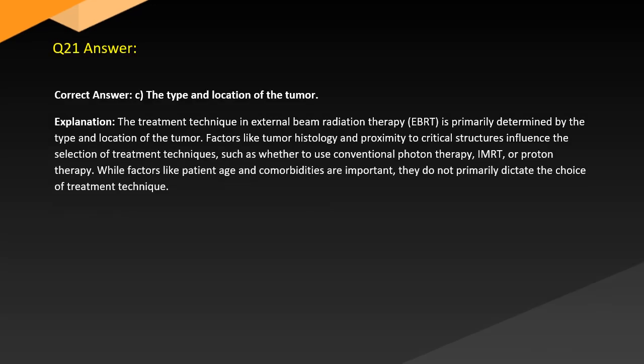Answer. Correct answer: C. The type and location of the tumor. Explanation: the treatment technique in external beam radiation therapy is primarily determined by the type and location of the tumor. Factors like tumor histology and proximity to critical structures influence the selection of treatment techniques, such as whether to use conventional photon therapy or proton therapy, while factors like patient age and comorbidities are important but do not primarily dictate the choice of treatment technique.